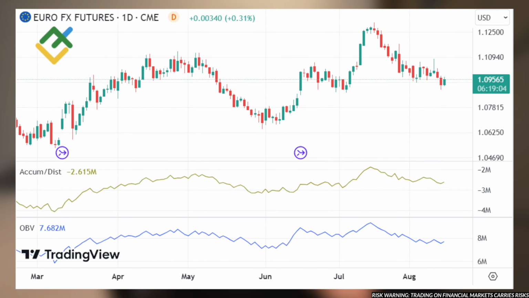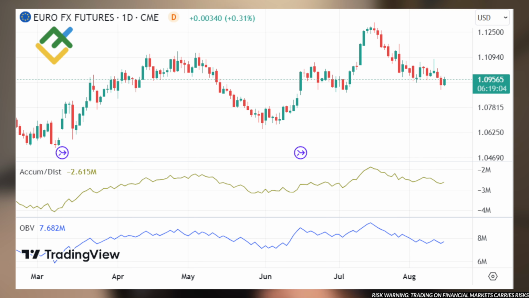Both tools are volume-based indicators, and the OBV indicator measures buying and selling pressure and strength. It is calculated by adding the volume on rising days and subtracting it on falling days. And so the AD indicator has a more complex calculation formula and takes into account the closing price of the candlestick relative to its high and low.